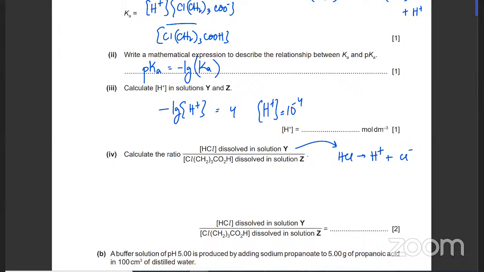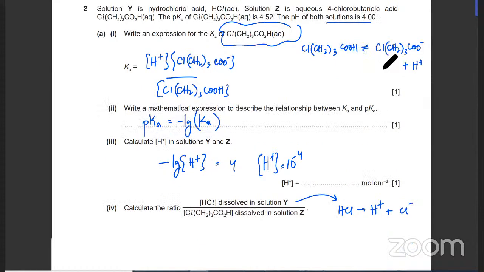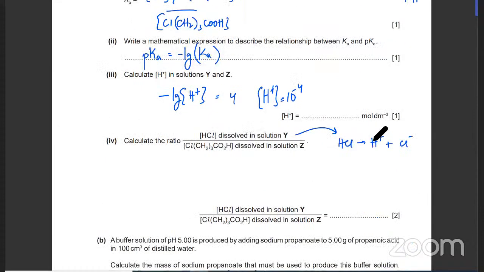Now he's saying that both solutions have the same pH. So if HCl has a pH of 4, that means the concentration of H plus 1 is 10 power minus 4, right? And the concentration of HCl would also be 10 raised to power minus 4 mole per dm cube. So you figured out the concentration of HCl. Now the next thing is to figure out the concentration of this particular weak acid.